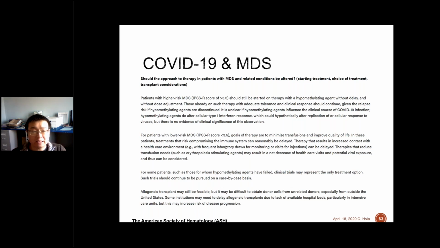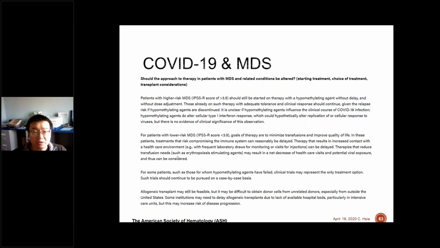Therapy that results in increased contact with healthcare environments, frequent blood work draws for monitoring, or visits or injections can be delayed. And you might see that already in your visits to the hospital, that your physician might have asked you or negotiated whether, instead of doing blood work every week, perhaps reducing it to every 2 weeks, or if you're having your blood work done every 2 weeks, maybe reducing it to every 4 weeks. Or if you're coming for actual in-person visits, that is being delayed or converted to a non-in-person visit, maybe a virtual assessment instead.